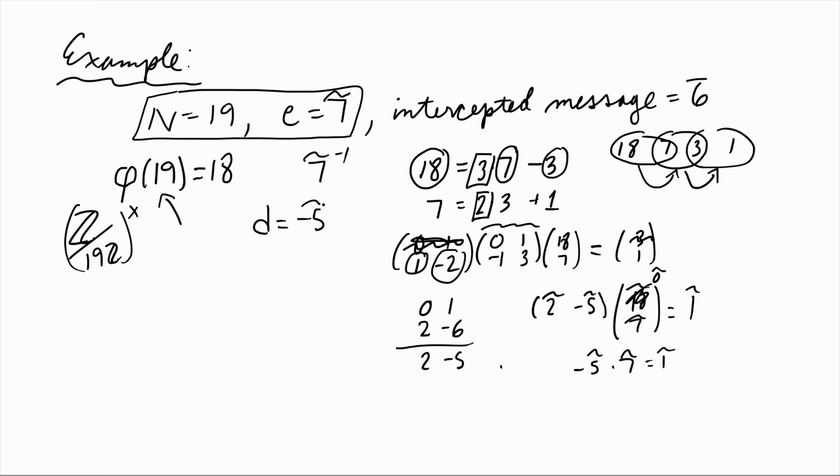Now we can decipher the message, right? So the intercepted message was 6 bar, where bar is mod 19. So we're going to figure out what 6 bar to the -5 is, and that'll be the original message from the sender. Okay, so let's work through that.